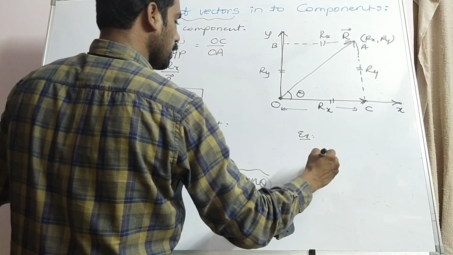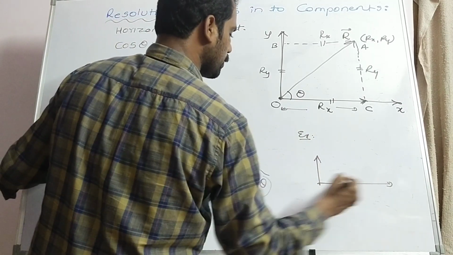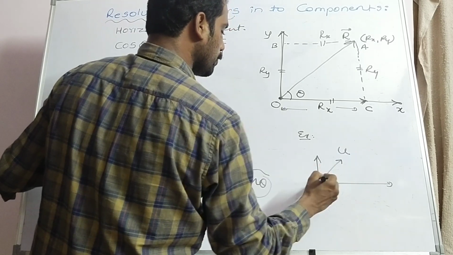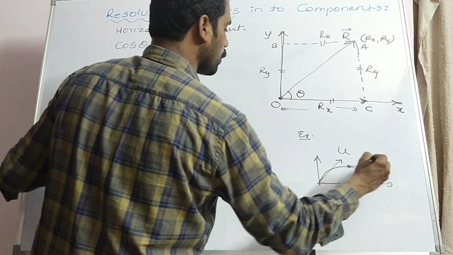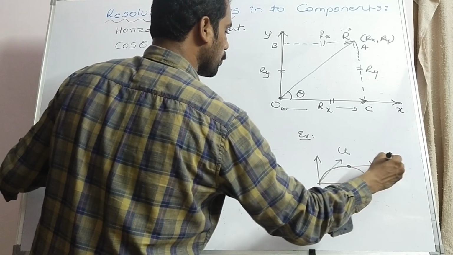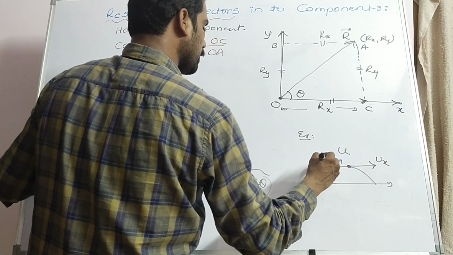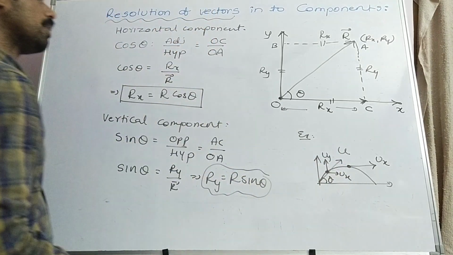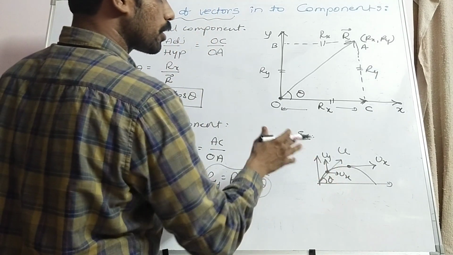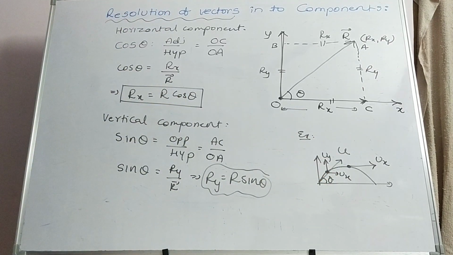For example, if a body is projected with initial velocity u, then its path will be a parabola. So this is the horizontal component ux, and this is uy. Like that, horizontal and vertical components can be resolved into two components. This is about resolution of vectors in two dimensions.